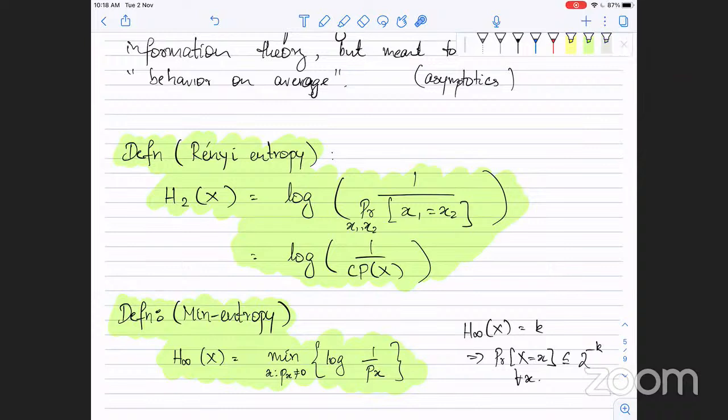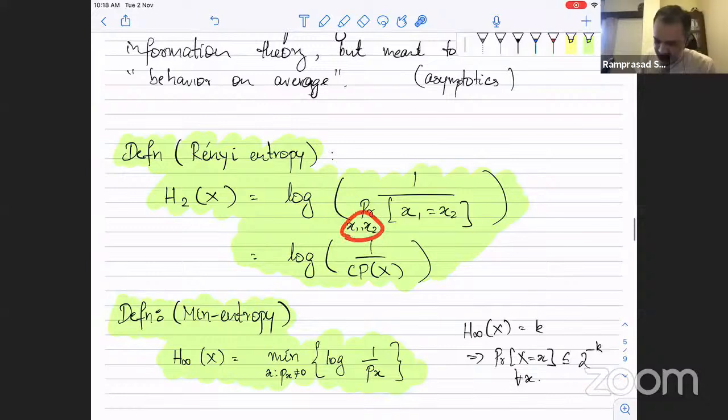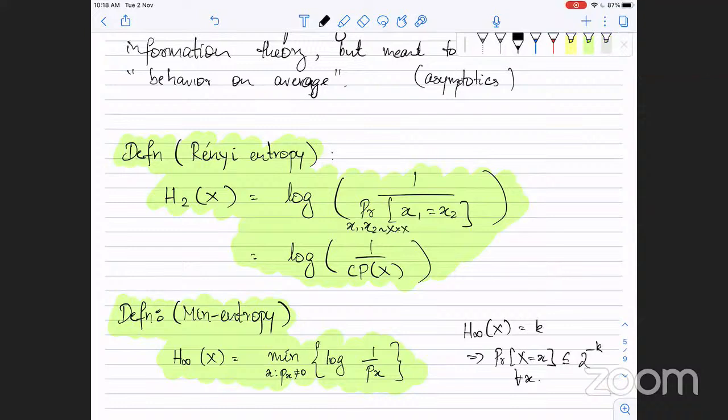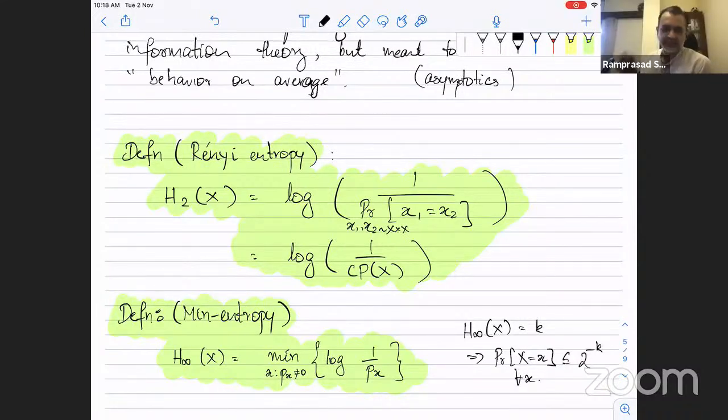In Renyi entropy, what is the joint distribution between x1 and x2? They are independent, on x cross x. So you just pick two samples independently and ask what is the probability that these two samples are the same.